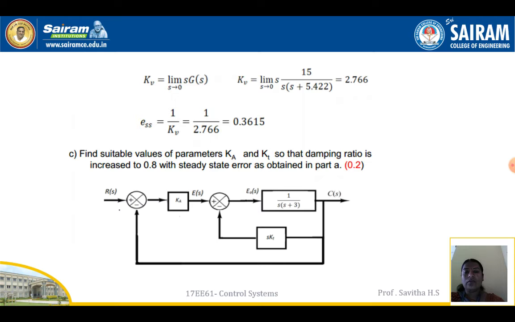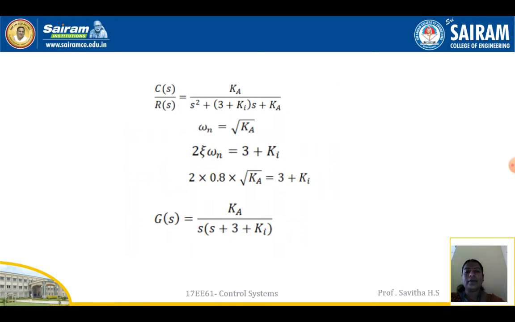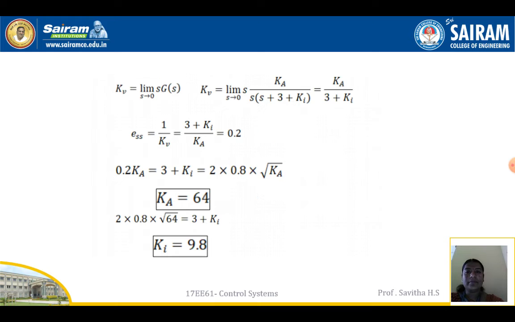Find the suitable values of the parameters K and Kt so that the damping ratio is increased to 0.8 with the steady state error as obtained in part A. C(s)/R(s) is equal to K divided by s square plus (3 plus Kt K) into s plus K. Omega n is equal to square root of K. 2 zeta omega n is equal to 3 plus Kt K, so 2 into 0.8 into square root of K is equal to 3 plus Kt K. G(s) is equal to K divided by s into (s plus 3 plus Kt K).